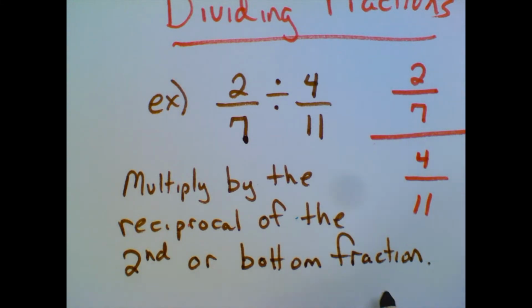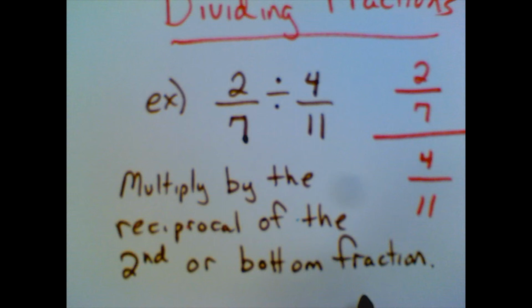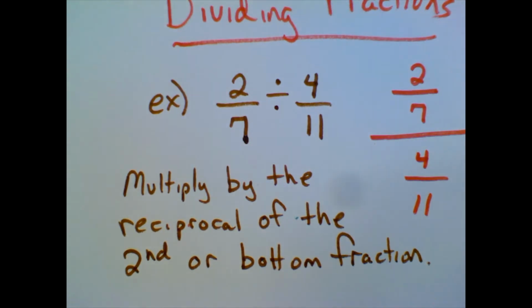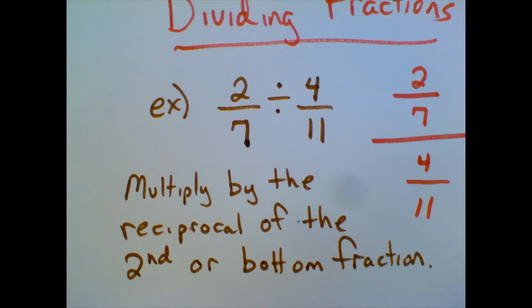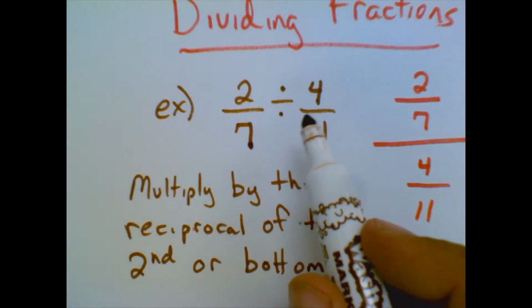Okay, and I say fraction, sometimes that might be a whole number, but remember whole numbers can be written as fractions by just putting the number over 1. So any number that is rational can be written in fraction form. So, going back to the example, 2/7 divided by 4/11.